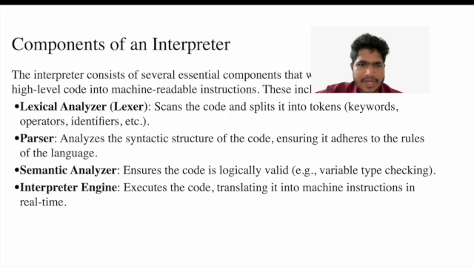Components of an interpreter. The interpreter consists of several essential components that work together to convert high-level code into machine-readable instructions. This includes the lexical analyzer, the lexer, which scans the code and splits it into tokens like keywords, operators, identifiers, etc. The parser analyzes the syntactic structure of the code, ensuring it adheres to the rules of the language. The semantic analyzer ensures the code is logically valid, for example, variable type checking. The interpreter engine executes the code, translating it into machine instructions in real time.